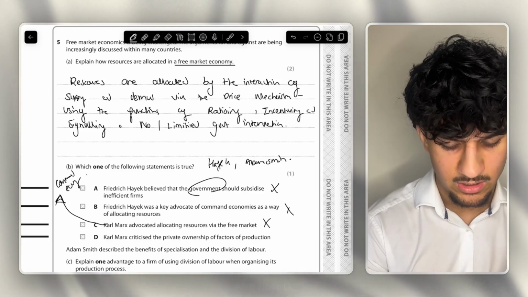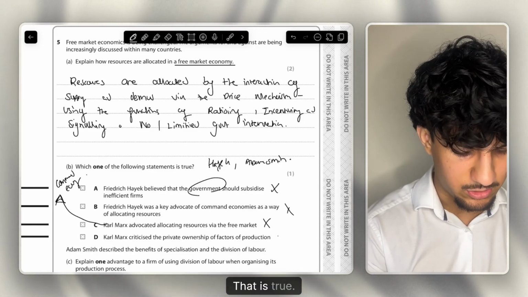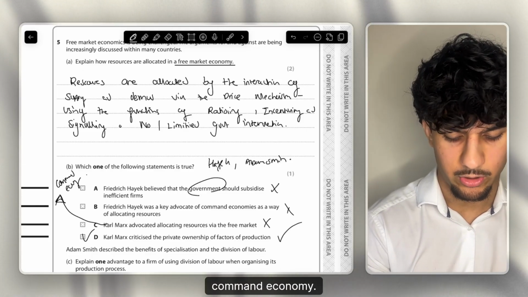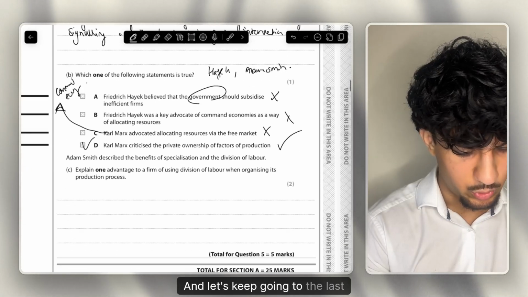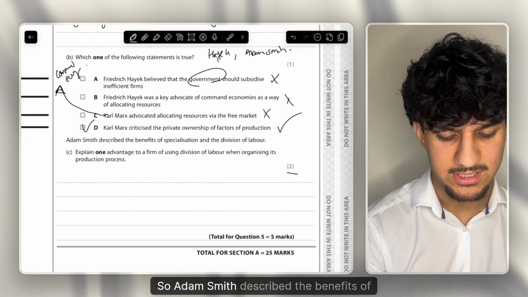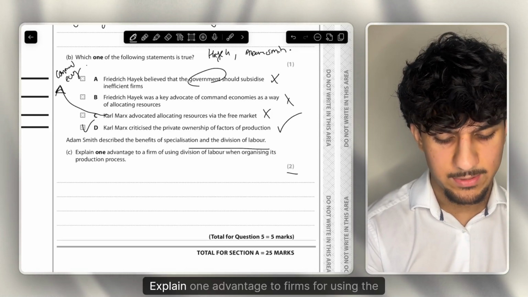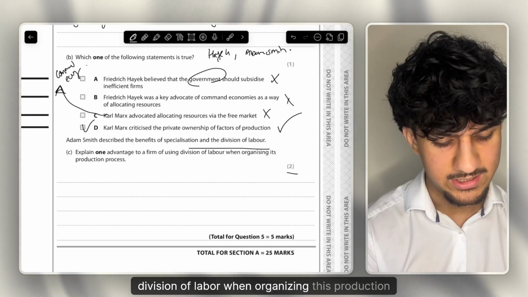And now D, Karl Marx criticized the private ownership of factors of production. That is true. Why is that? Because he wanted more central planning in the command economy. So yeah, the answer would be D there. And let's keep going to the last 2 marker on this section here. So Adam Smith described the benefits of specialization and division of labour. Explain one advantage to firms for using the division of labour when organising its production process.